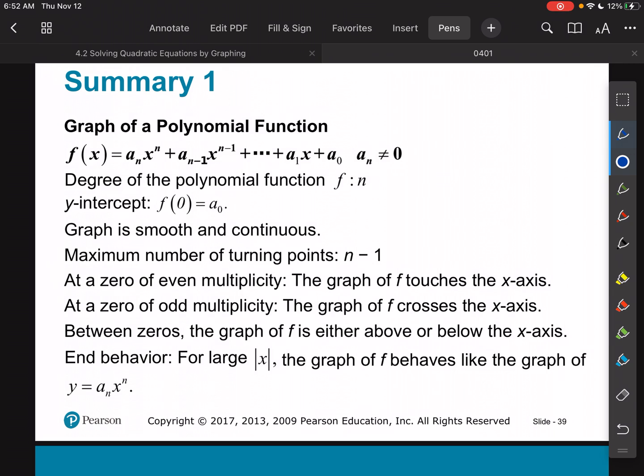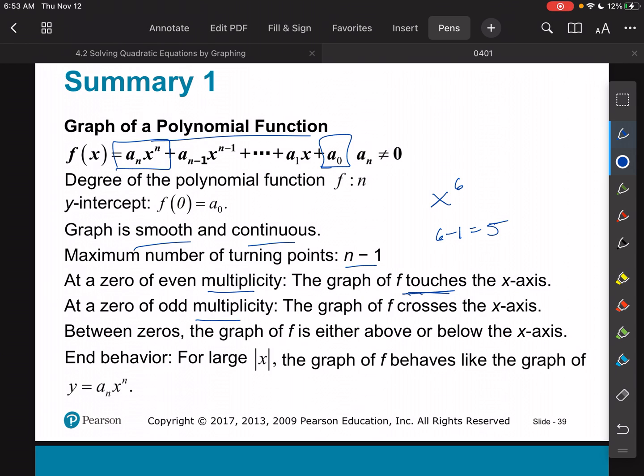So just a couple of things to keep into consideration here. When we're graphing a polynomial, it's smooth, it's continuous, it acts like the leading power function. It has a y-intercept that is the constant term. The maximum number of turning points is whatever the leading coefficient is minus 1. So if I have x to the 6th, the maximum turns it would have would be 6 minus 1, which is 5 turning points. At a 0 of even multiplicity, the graph touches.